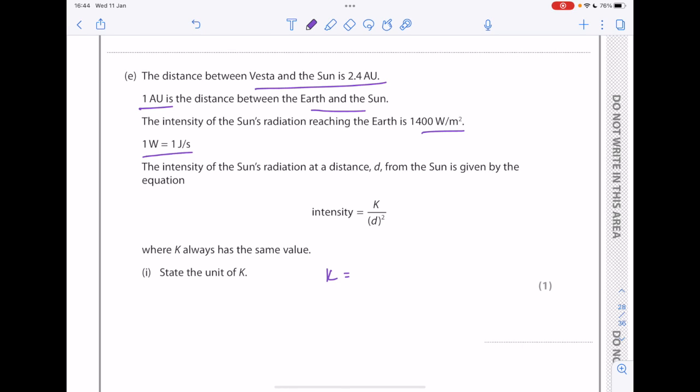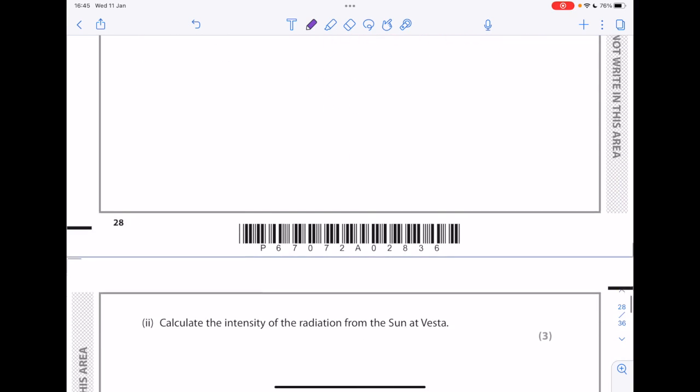Let's rearrange that equation so we can see that it is k equals intensity times d squared. So we know the intensity is given by W per meter squared, which actually looks like that. Then we know that the distance is in meters squared. So actually these two values cancel out, leaving a k unit of watts.